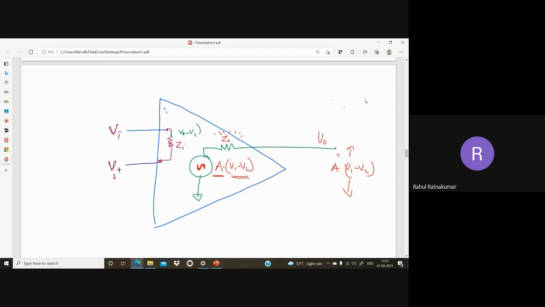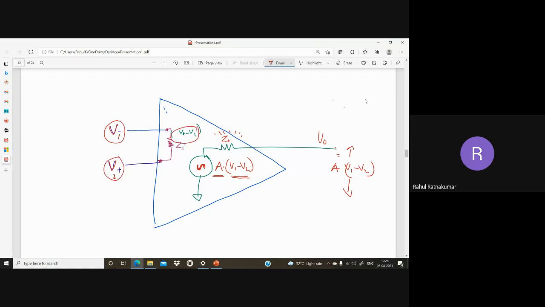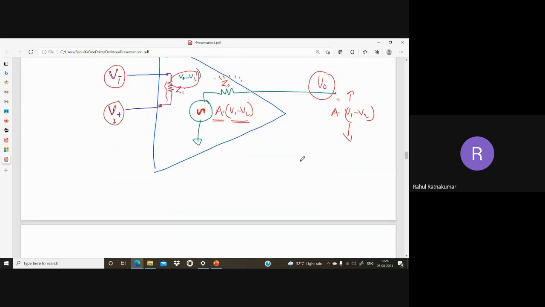Okay, so this is the internal diagram of the op-amp. That means there is an input V1, another input V2, and this will drop across Zi, the input impedance, and the output will be amplified and given in the output V0. So this is your behavioral, functional representation of the op-amp.